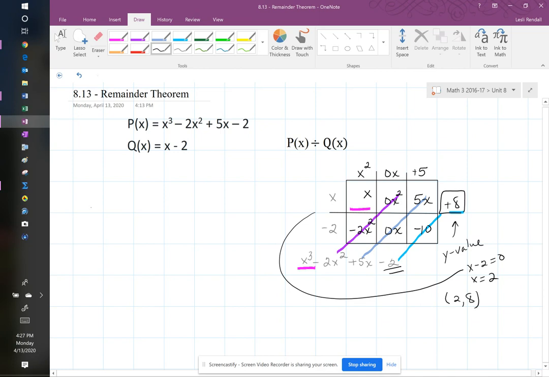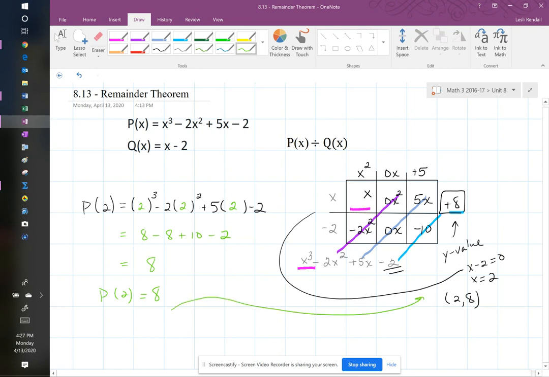Another way that we could look at that is we could actually take 2 and plug it into our function. So we're evaluating our function when x is 2. So let's just see what we get here. And lo and behold, we find out that p of 2 is 8, which again, if we look at our graph, represents the point on the graph when x is 2 and y is 8.